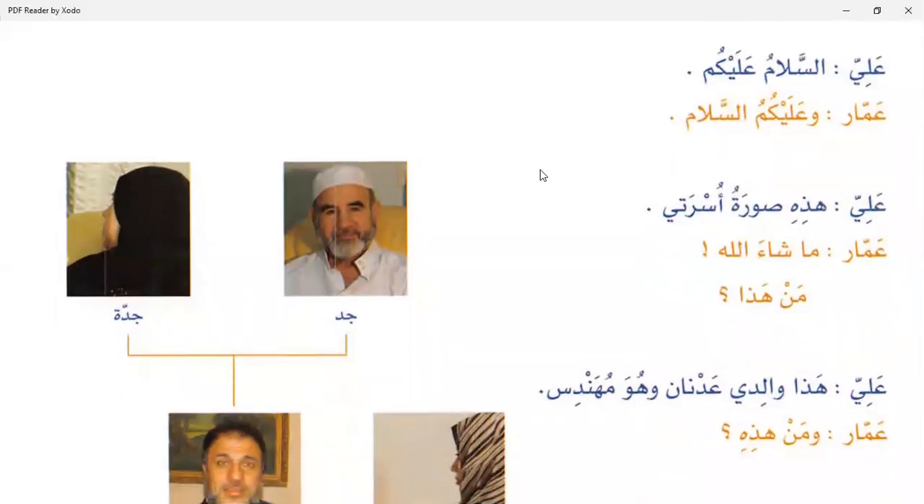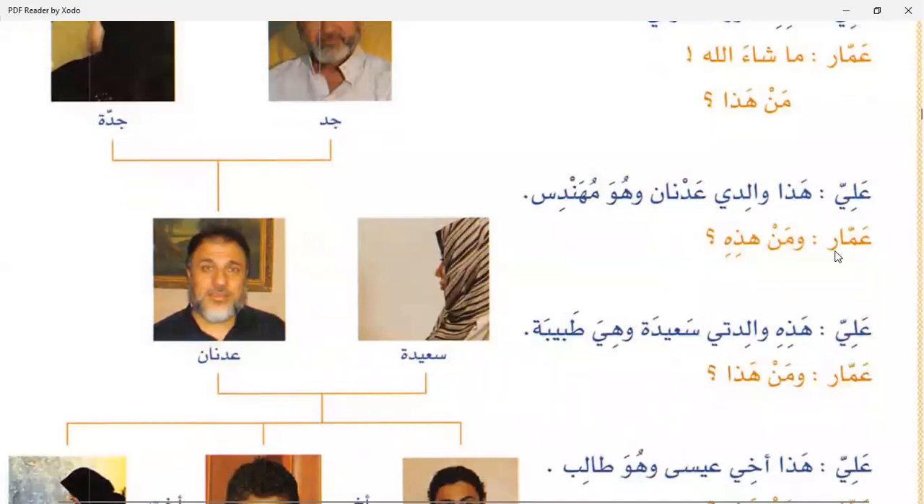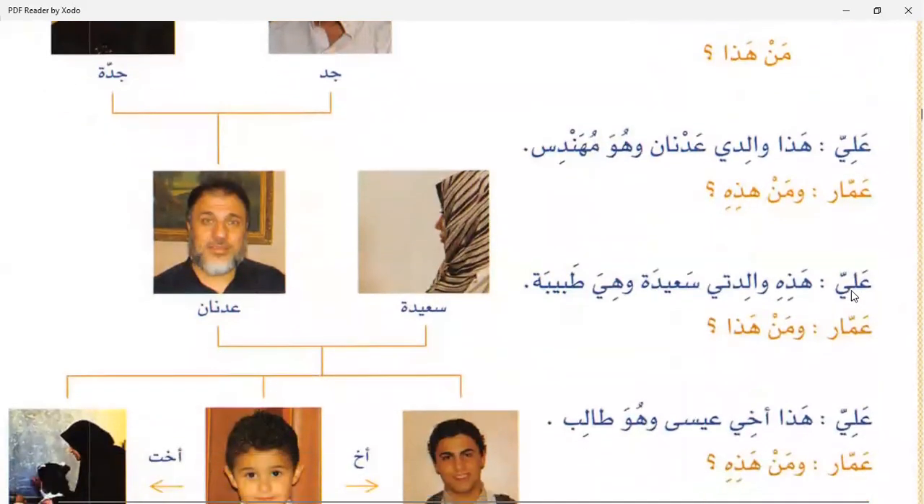Hadhi surat al-usra. Surati. Suratu. Man hadha? هذه سورة أسرتي. ما شاء الله. من هذا؟ هذا والدي عدنان وهو مهندس. ومن هذه؟ هذه والدتي سعيدة. وهي طبيبة. Read this word again. سعيدة. Good.